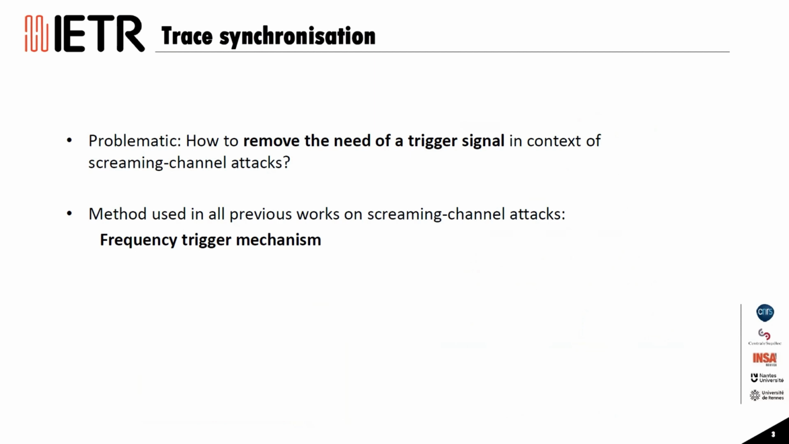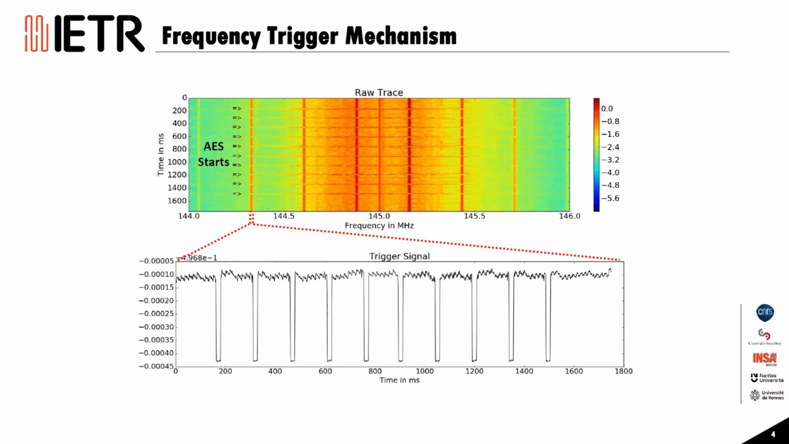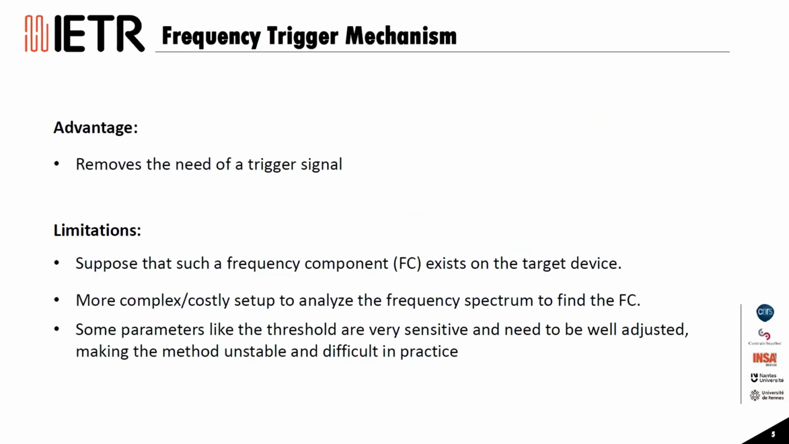In the previous work on screaming channel attacks, they used a frequency trigger mechanism. It consists of finding, in the output radio frequency spectrum of the victim, a frequency component at which we have a signal that acts as a trigger signal, meaning that each time we start the cryptographic process, here the AES, this signal changes value. If we detect, for example, the rising edge, we can use this signal as a trigger. This method removes the need for a trigger signal, but it has some limitations.